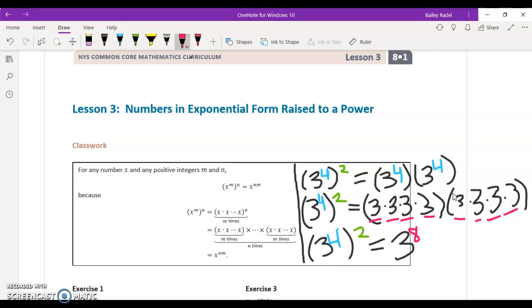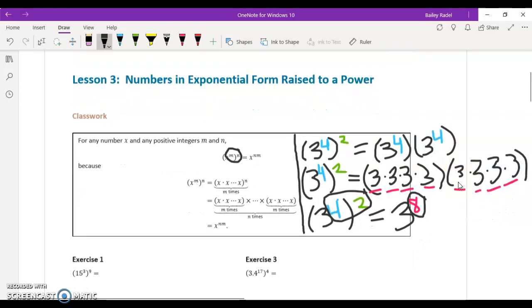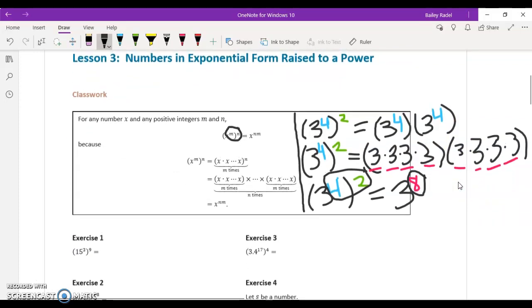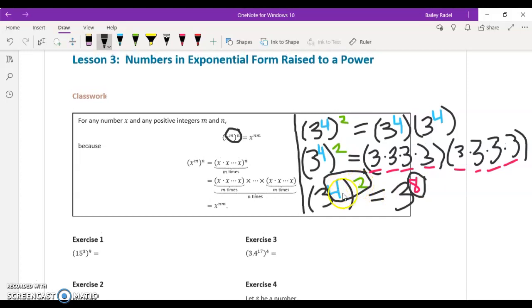And what the math language says is we're going to take this m and n right here, and we're just going to multiply them together. So the 4 times the 2 is equal to 8. So we can simplify it to 3 raised to the 8. That is our first rule today. When we have a power raised to a power, we're going to multiply the powers, and we're going to keep the base the same.